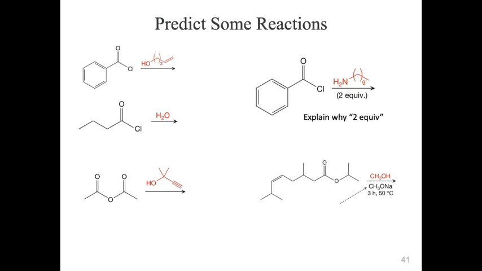Okay? So here we go. Have some fun. Predict some products. We've got one extra question in there. For that reaction, it says explain why two equivalents. So why do we need two equivalents to allow that reaction to go? Other than that, just predict out your products.